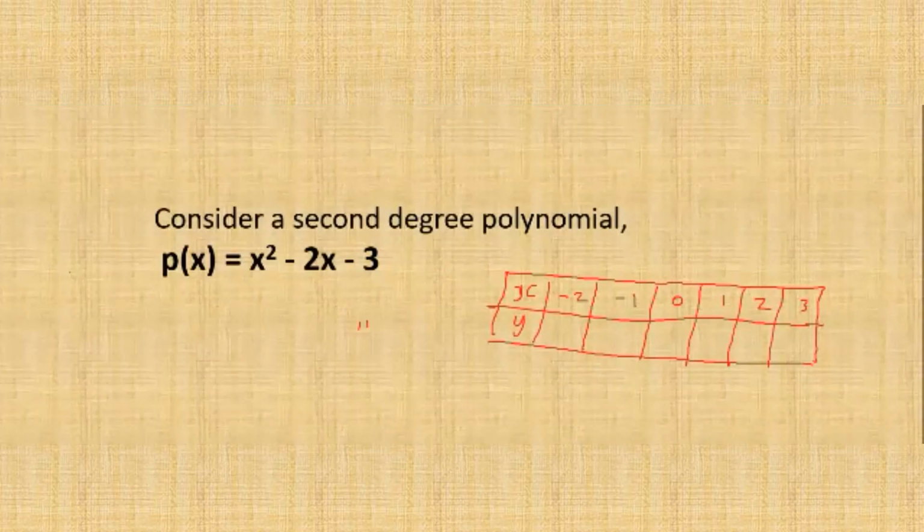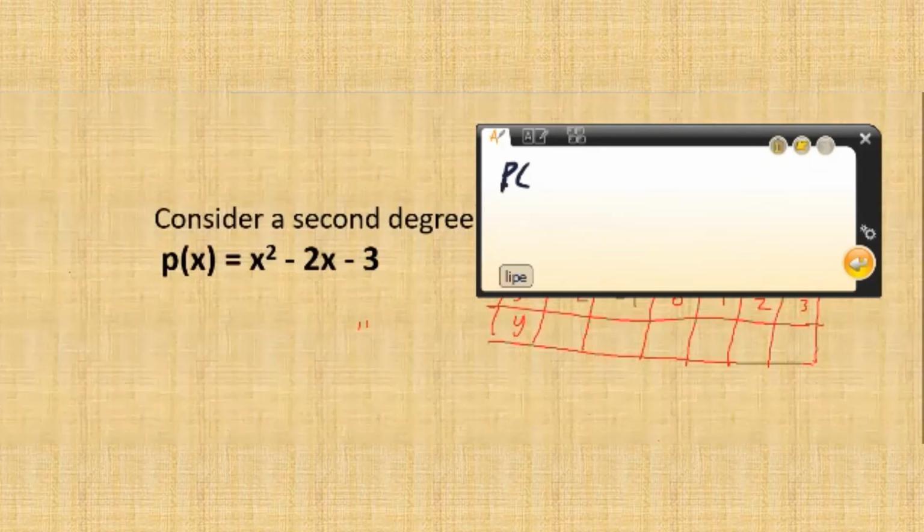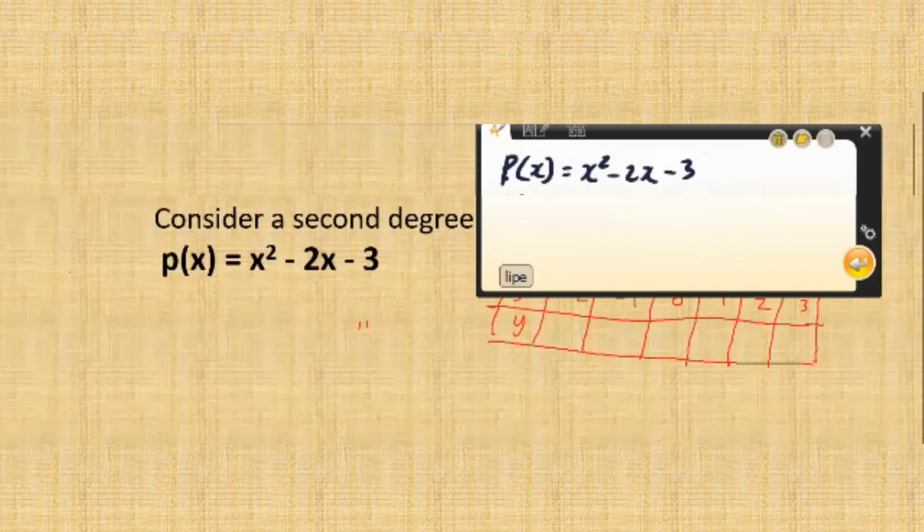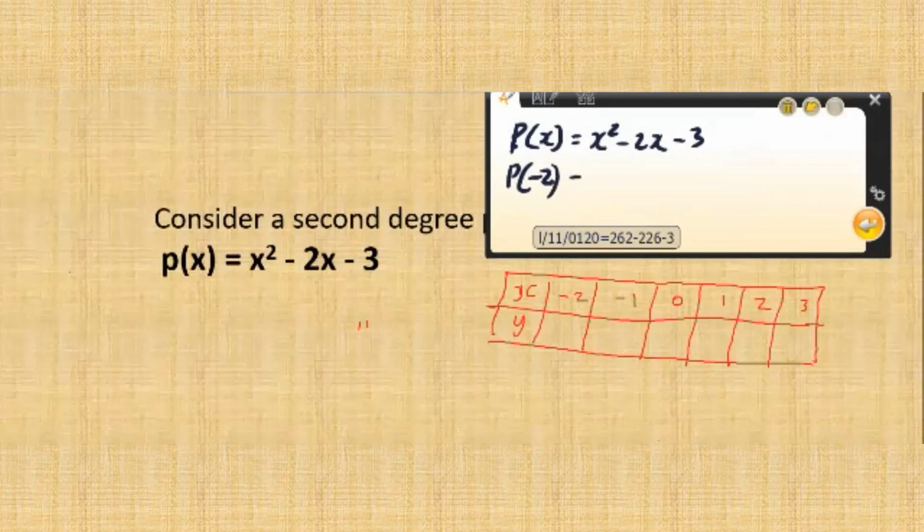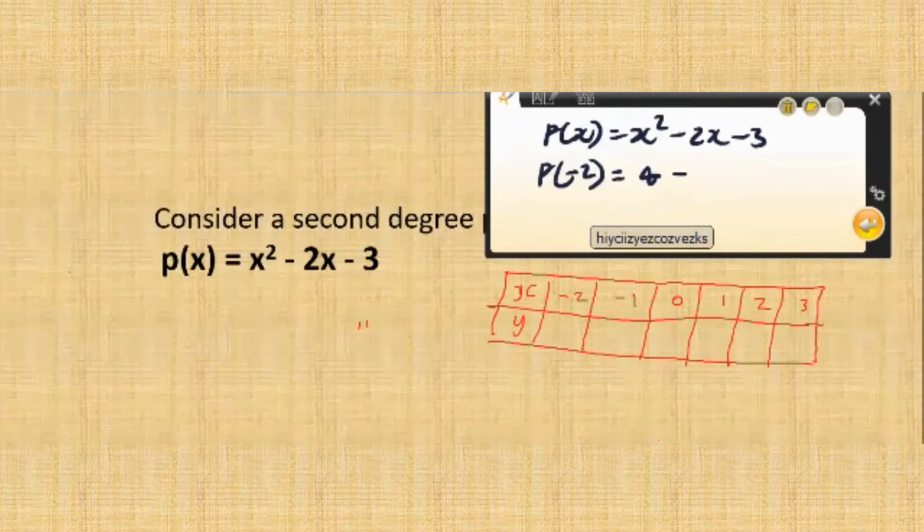So I will check it here. Our polynomial is p of x is equal to x square minus 2x minus 3. And what about p of minus 2? We want to find the y value. We will get it by substituting minus 2 for x. That's p of minus 2, that's y in the first box. So minus 2 square is 4, right? Then minus 2 into minus 2 will become minus 4, and already one minus is here, so it will become plus 4. So 4 plus 4, then minus 3. What will be the answer? 4 plus 4 is 8, then 8 minus 3 is 5. So 5 is the answer.